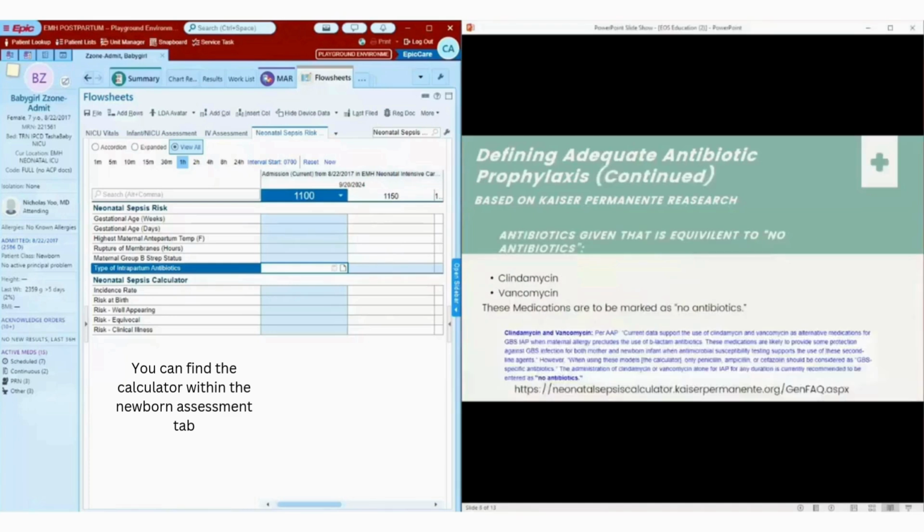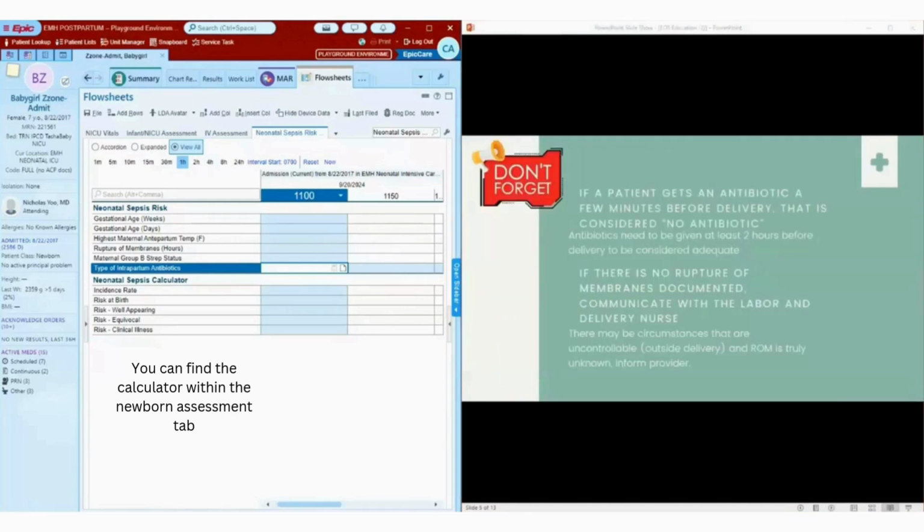Vancomycin and clindamycin are likely to provide some protection, but they still need to be marked as no antibiotics. These are typically given in the event the mother is allergic to penicillins. Antibiotics that are administered minutes prior to the delivery also need to be counted as no antibiotics. So in order to define adequate antibiotic prophylaxis, the antibiotic treatment needs to be administered at least 2 hours prior to delivery.